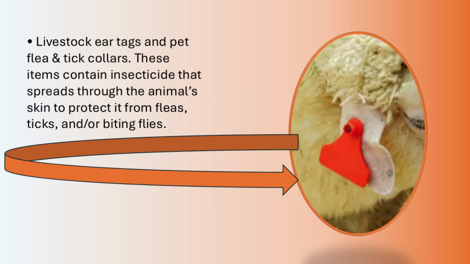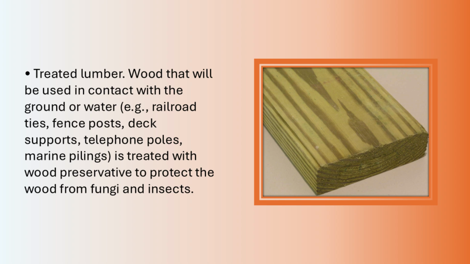Livestock ear tags and pet flea and tick collars contain insecticide that spreads through the animal's skin to protect it from fleas, ticks, and/or biting flies. Treated lumber. Wood that will be used in contact with the ground or water, e.g. railroad ties, fence posts, deck supports, telephone poles, marine pilings, is treated with wood preservative to protect wood from fungi and insects.